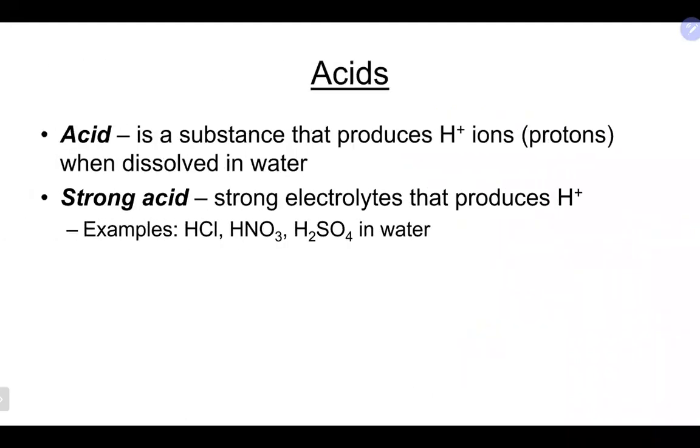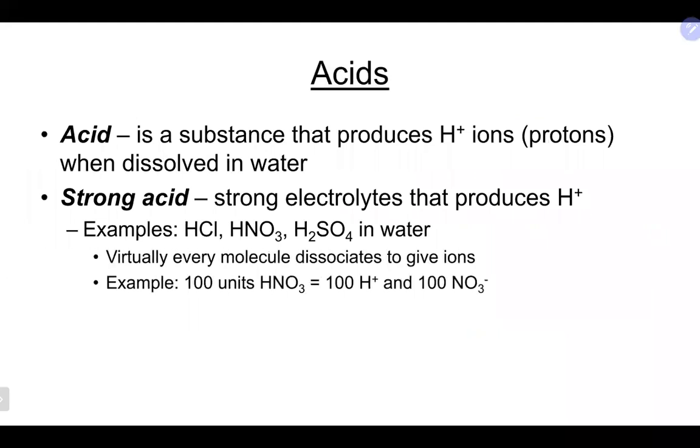Now, acids. The basic definition of an acid is the ability to produce H plus, or hydrogen ions, in solution. They're also sometimes referred to as protons, because hydrogen has a proton. It has an electron, but it does not have a neutron. So in order for it to become positively charged, it had to lose an electron, and the only thing left is a proton. So H plus is commonly called a proton in acid-base chemistry, or the hydrogen ion.